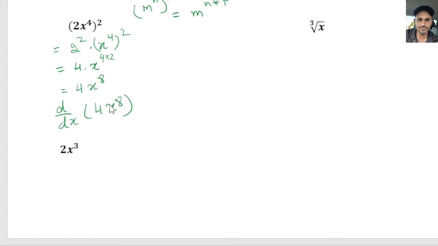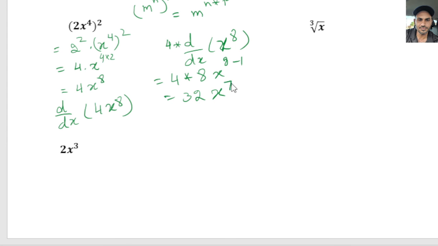And now what we learned is that we can take this constant out of the derivative. So we can put 4 in front times d over dx of x to the 8th power. And we go ahead and take the derivative of inside. So 8x to the 8 minus 1. So it becomes 32 when you multiply these two, x to the 7th power. So this is your answer to this particular problem.